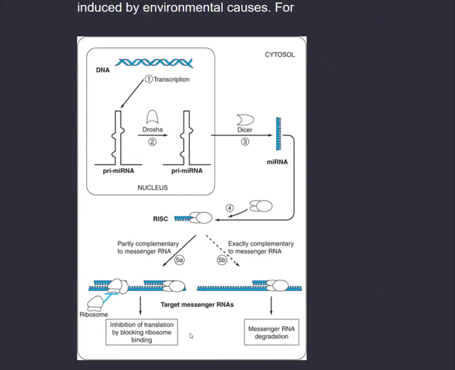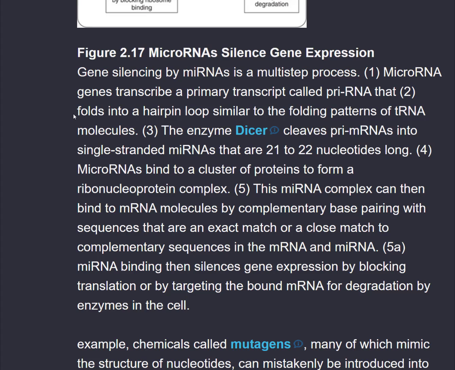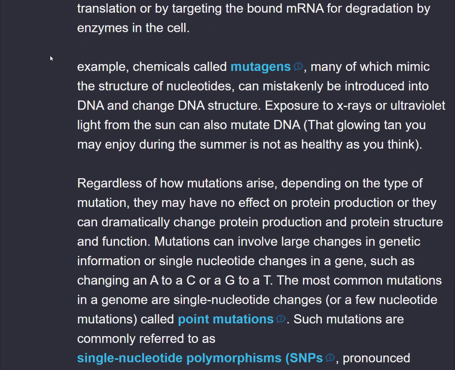Now in the mutation section, dicer. Dicer is an enzyme that cuts microRNA transcripts into short single-stranded pieces of 21 to 22 nucleotides. Next, we define mutagens. Mutagens are physical or chemical agents that cause mutations.